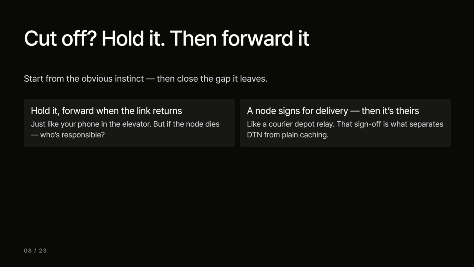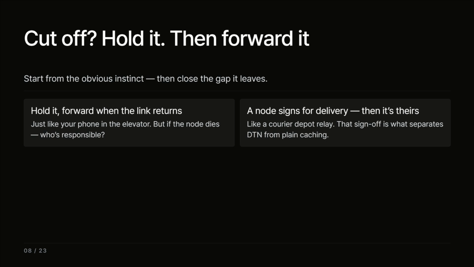wait. Then forward when communication becomes possible. This is the store, carry, forward model. It's exactly what your phone does in an elevator. The message is stored locally, carried through disruption, and forwarded once connectivity comes back.